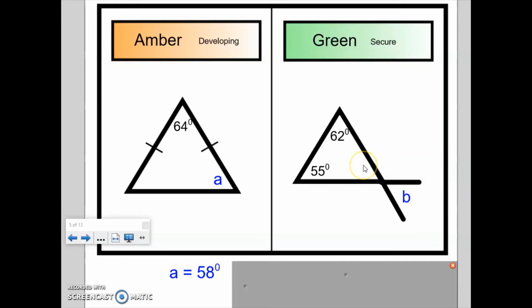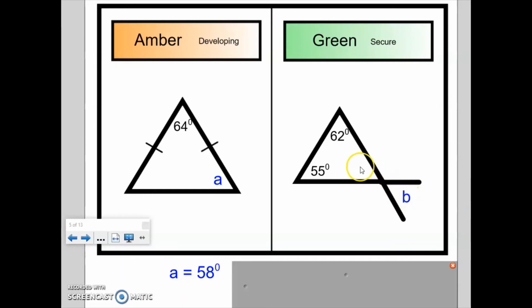However, that's not the angle that I'm asked to find. I'm asked to find angle B. But another angle fact that we should be aware of is that vertically opposite angles, so this angle and this angle, because they are the opposite side of a cross, the opposite side of an X, they have to be equal. Mathematically speaking, we call that vertically opposite angles being equal.